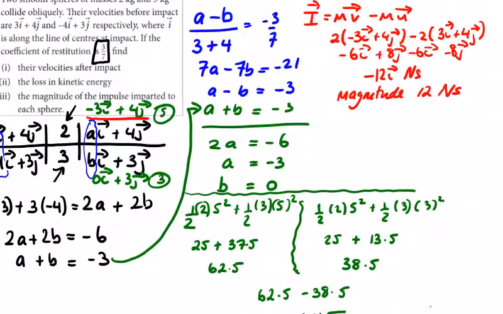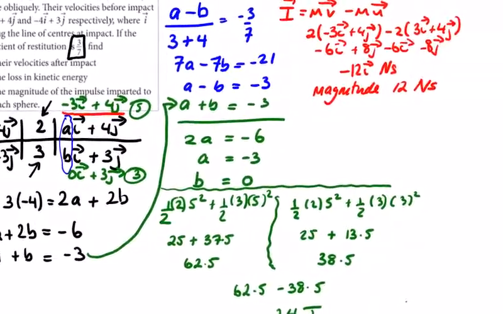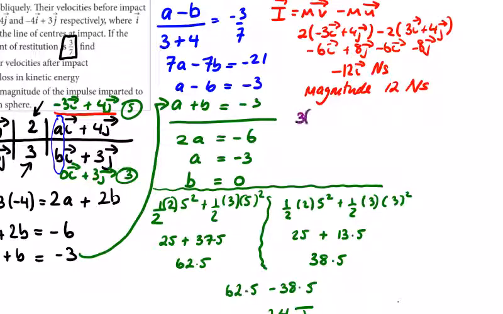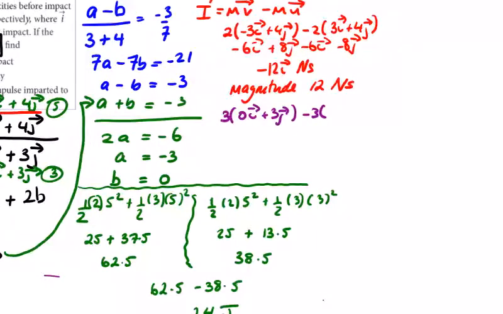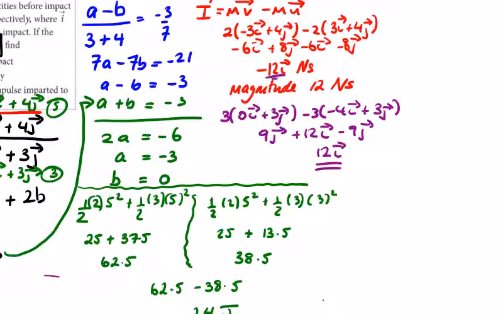And if we just double check the other one, we'll have 3 by 0i plus 3j, minus 3 by minus 4i plus 3j. So we should get a plus 12i here. So we're going to get 9j plus 12i minus 9j. So we do indeed get 12i for the other one. So we have 12i and minus 12i, and the magnitude being 12 Newton seconds.